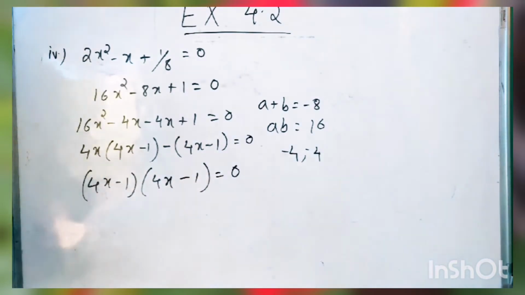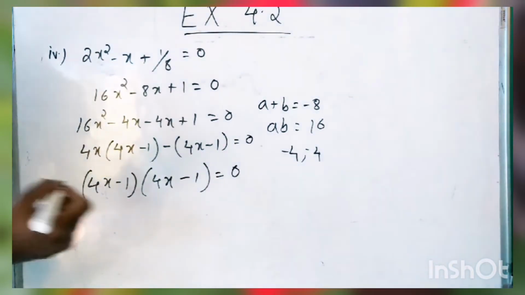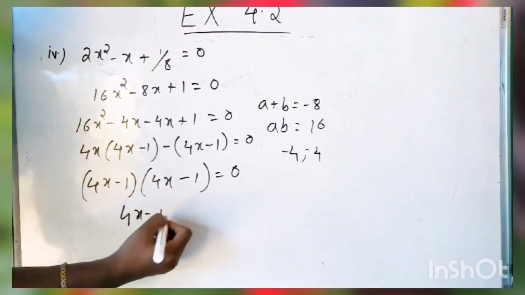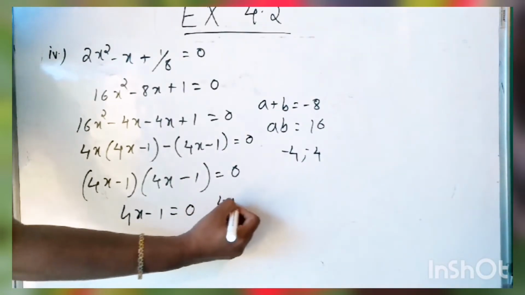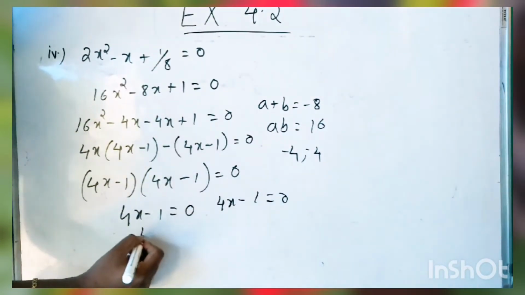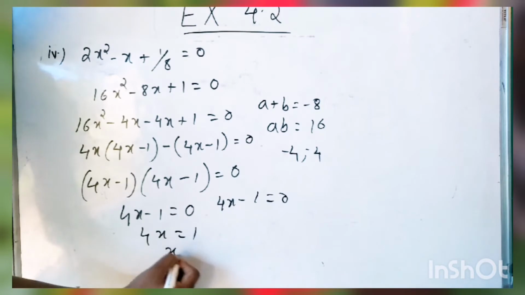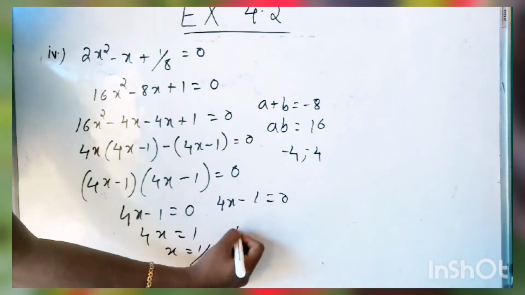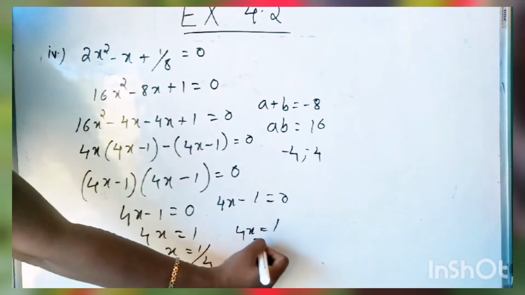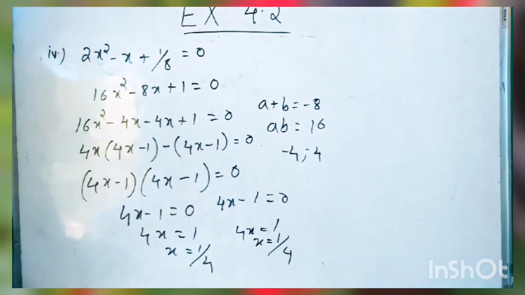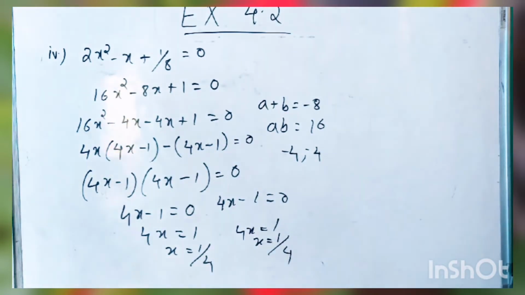Now if we equate it with 0, we will get 4x minus 1 is equal to 0, again 4x minus 1 is equal to 0. That is 4x is equal to 1, x is equal to 1 by 4. Therefore, here we have equal roots, that is 1 by 4 and 1 by 4 are the two equal roots of the given quadratic equation.